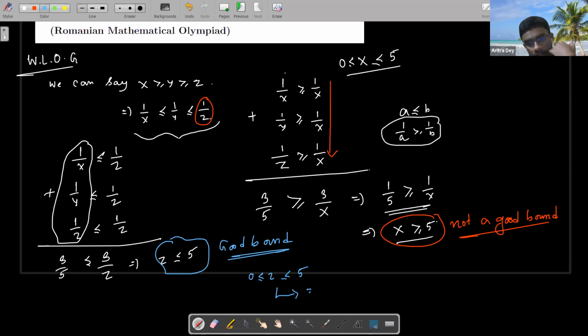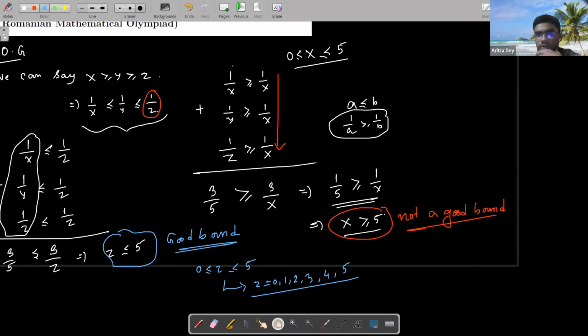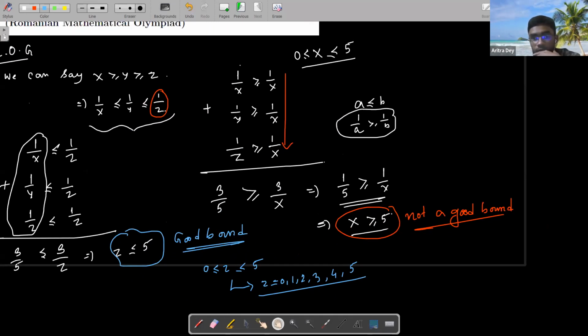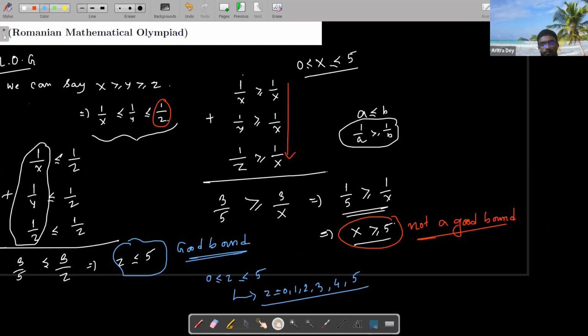So from here you can say that z equal to 0, 1, 2, 3, 4 and 5. Only these many possibilities are there. Z can't be 0, that's a different thing. Now, I hope all of you can understand why I call this bound a bad bound and why this is a good bound. Main idea is this. Which number is possible, which number is not, all of you can simply check. That is not a very difficult thing.